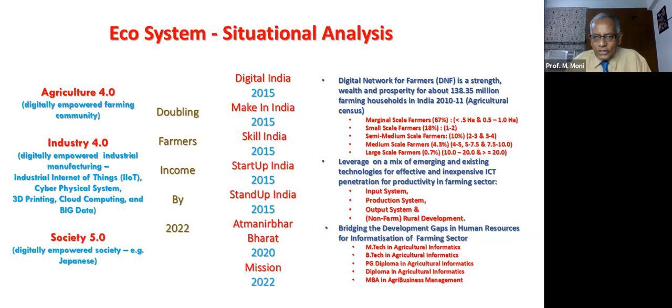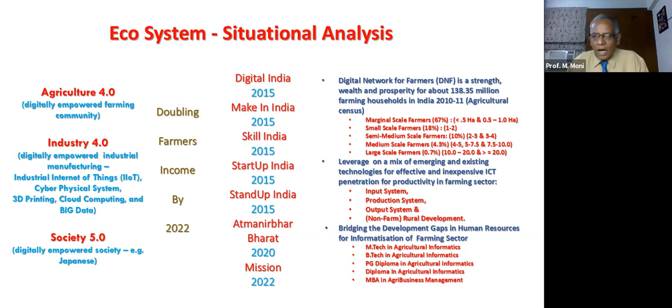If we look at agriculture, about 65% of our farming community are marginal scale farmers, having land less than 1 hectare. 18% of the farming community are small scale farmers who have land between 1 and less than 2 hectares, then there are semi-medium, medium scale and large scale farmers. The rest, about 10% of the farmers, have more than 4 hectares of land.